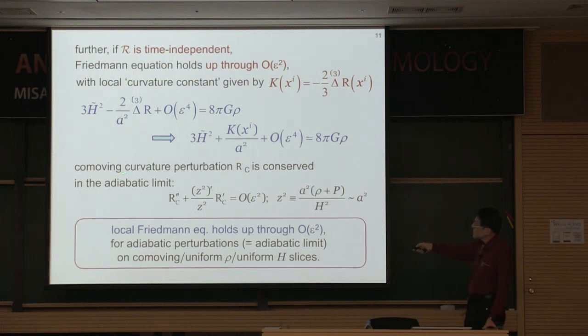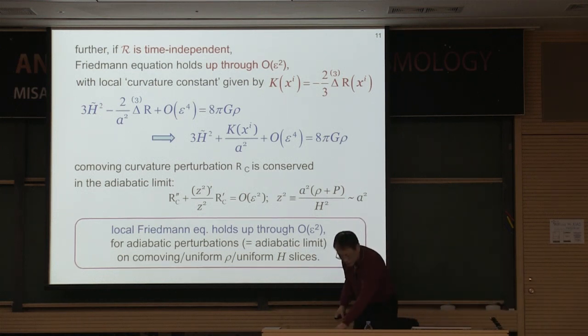And as I told you, the comoving curvature perturbation in the adiabatic limit, where the evolution of the universe becomes unique, is conserved, and this conserved quantity will determine the local curvature of the space, and so on. So this means that if you go into the comoving or uniform density or uniform Hubble slice, then the local Friedmann equation holds through order epsilon squared, where you can assume this to be a constant in the adiabatic limit. Then, including the curvature term, the Friedmann equation holds, a spatially dependent Friedmann equation.